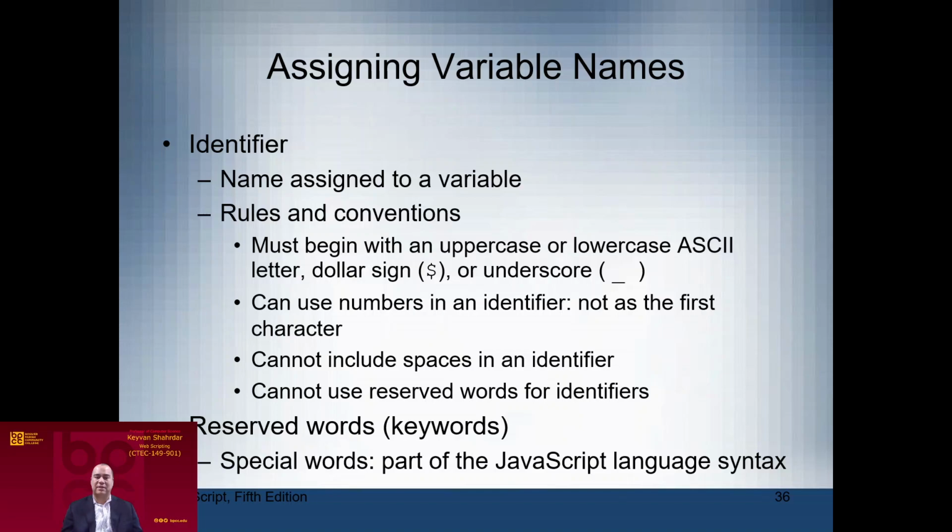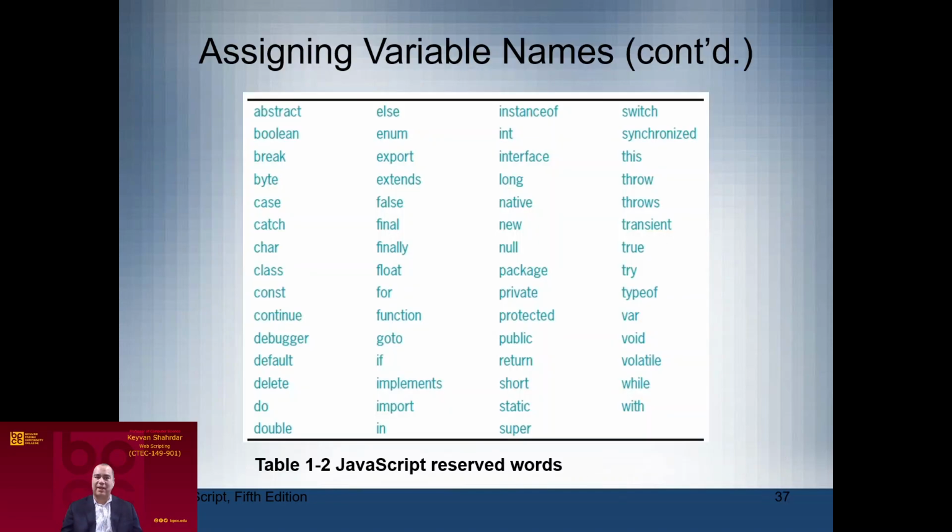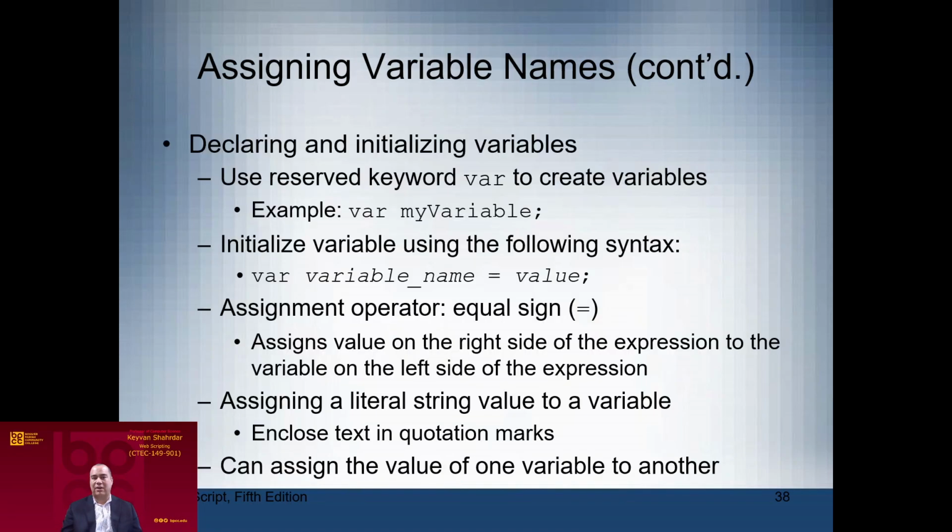Cannot include spaces in an identifier. Cannot use reserved words for identifiers. So that's one of the things that you have to be careful with in JavaScript. You cannot use a reserved word. What's a reserved word? Well, you know, write line is a reserved word for document. So make sure that when you have an identifier that you're using something that's unique. Reserved words are special words. They're part of the JavaScript language syntax. For example, here are some of the reserved words that you cannot use. So you have to stay away from these because if not, you're going to get errors when you try to use them.